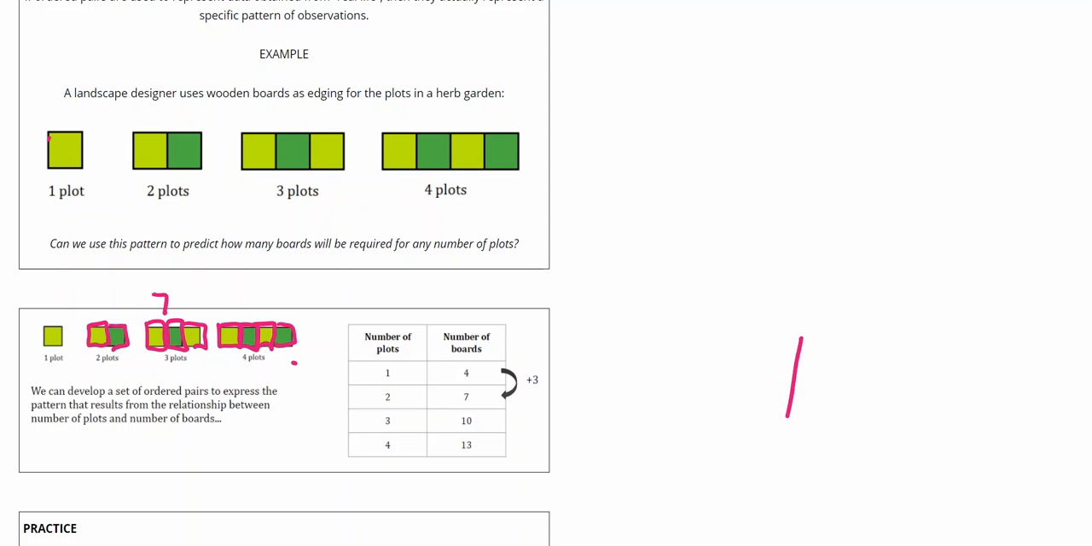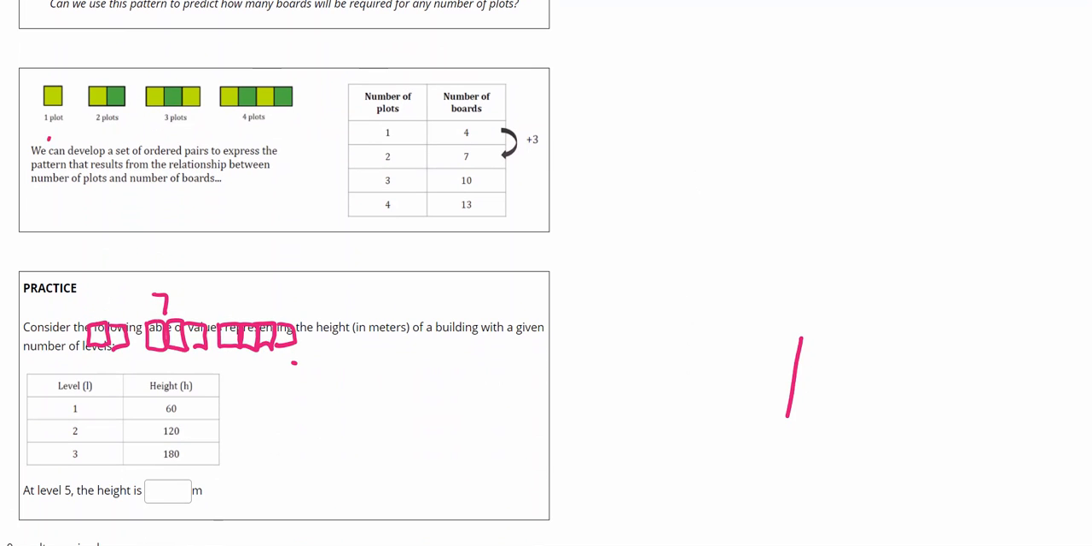So if we scroll down a little bit, let's look at this example now. Consider the following table of values representing the height in meters of a building with a given number of levels. So if we're at level 1, it has a height of 60, and then level 2 is 120 and 3 is 180, can you guys see the pattern? What is this going up by? Can anyone tell me? 60. Yeah, it's going up by 60 every time, right? So it goes up by 60, and then it goes up by 60.